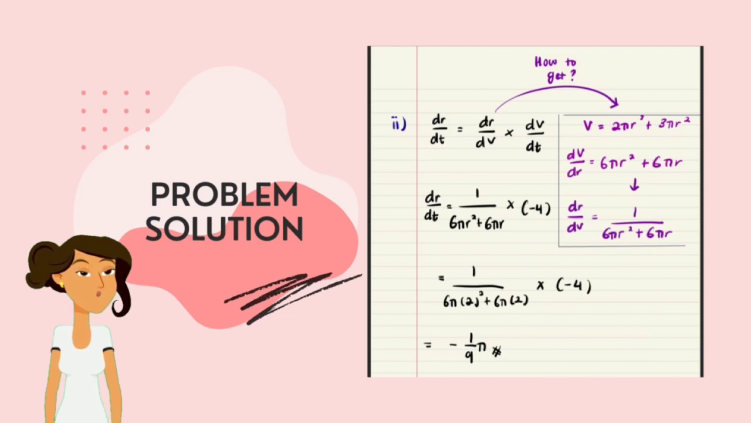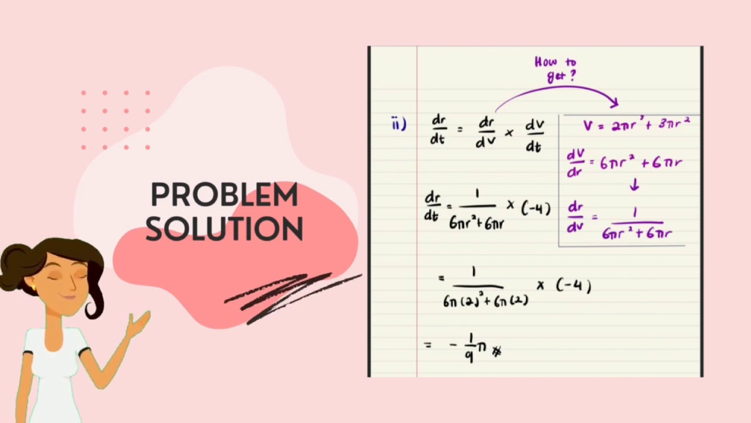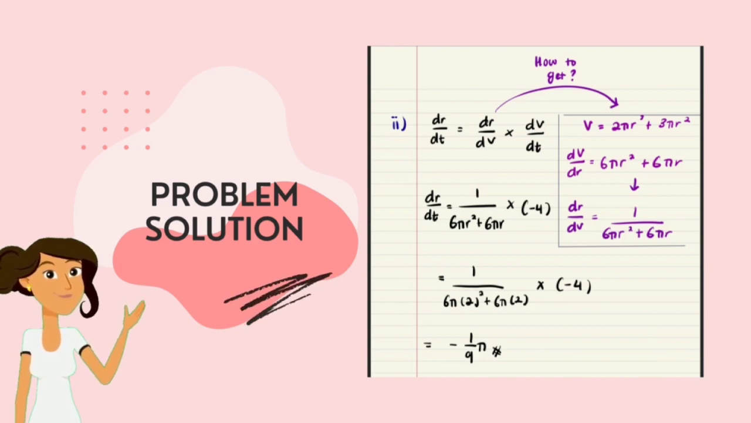dr/dV multiplied by dV/dt. We can cross out the dV and it will equal dr/dt. However, how will we get the information from these two problems? Using 2πr³ + 3πr² from our first question, we must first differentiate it with respect to r, which brings us to dV/dr. However, since it is dV/dr, we must interchange dV/dr into dr/dV, which will bring us from 6πr² + 6πr.